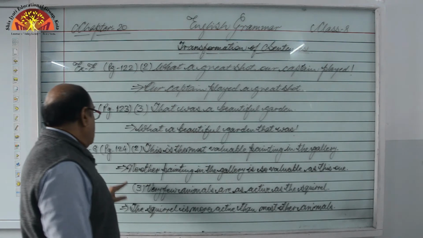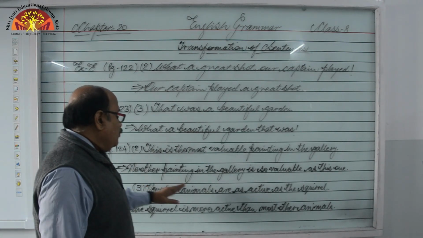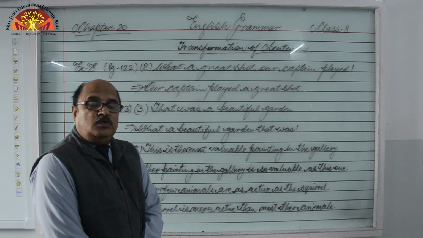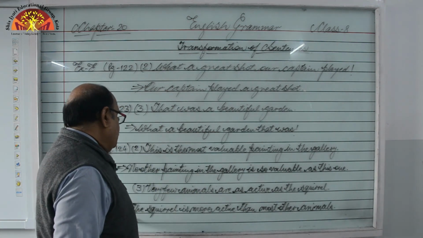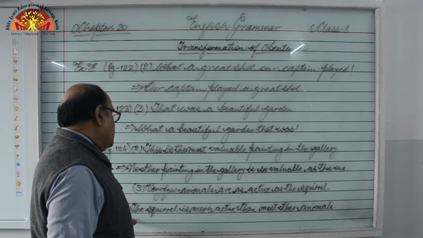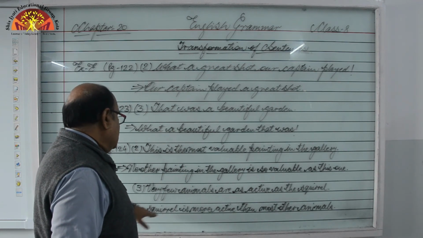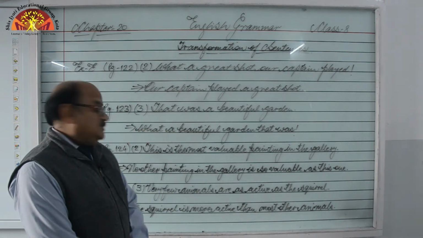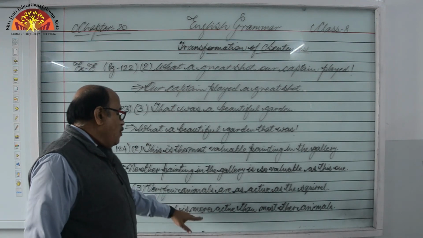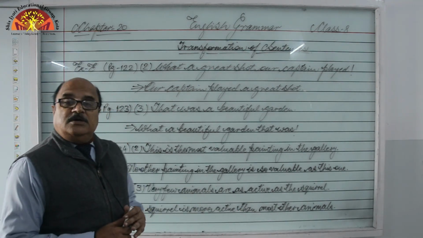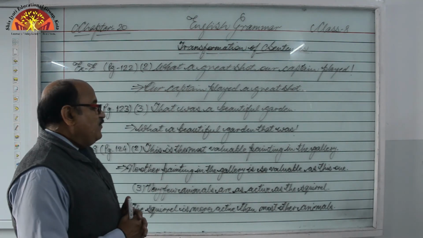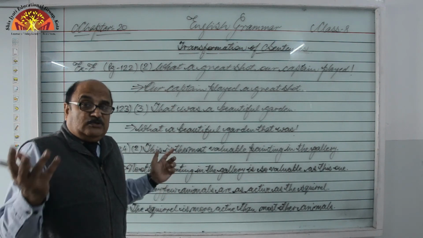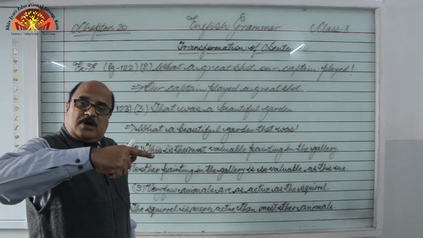Got it? And the third one is, very few animals are as active as the squirrel. It is to be changed into comparative. So you can see, the squirrel is more active than most other animals. So students, in this way we have changed the degrees as per our requirements. Positive to comparative, positive to superlative, superlative to positive, or comparative, like this.